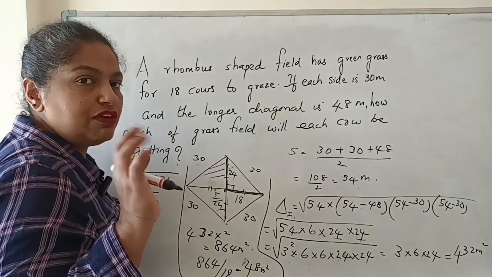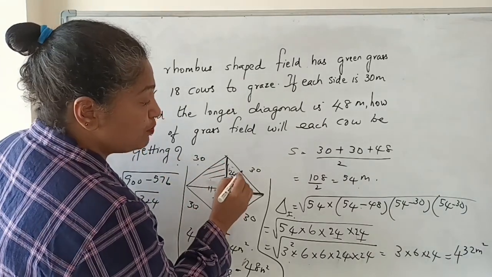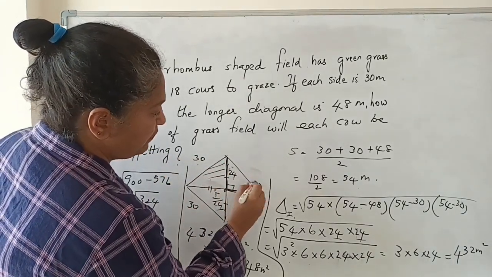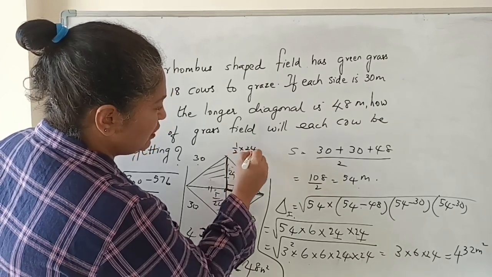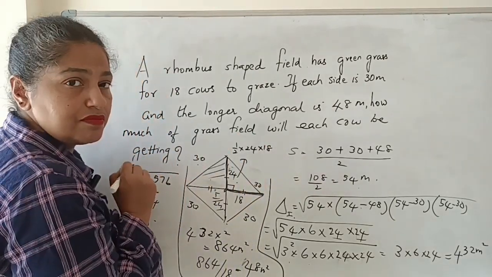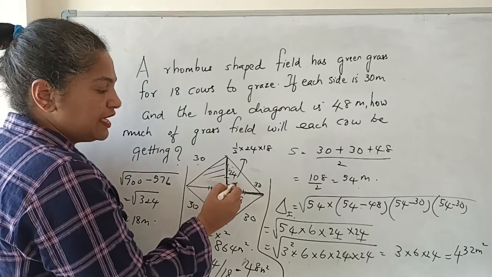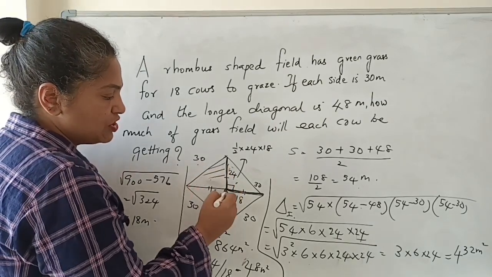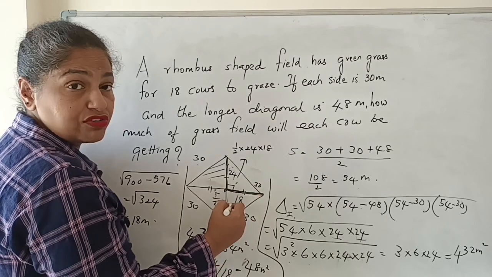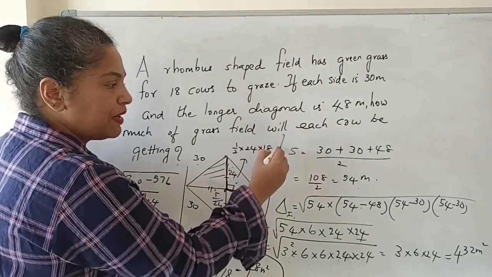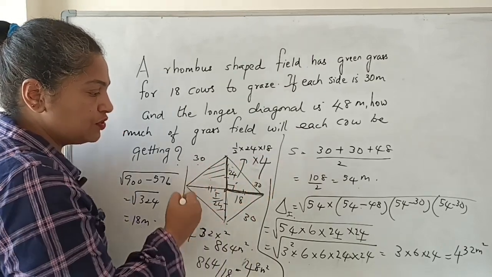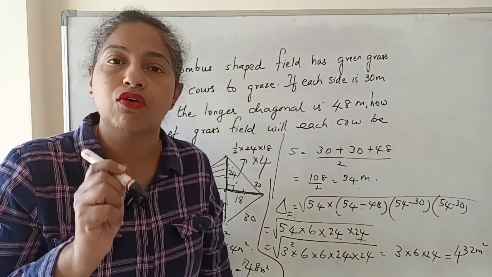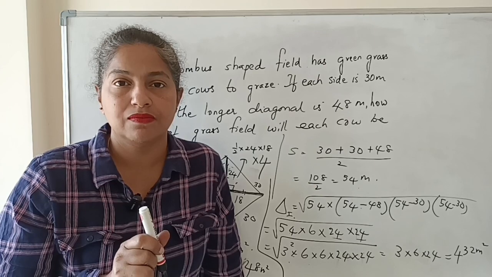How do you find out the area? You will find out the area by using half into base into height. So the area of this triangle is half into 24 into 18. Correct. Now, after finding out the area of this triangle, you can see that the measurement is the same for all the 4 triangles. So, I just need to multiply this particular area by a quantity of 4 in order to get the area of the total rhombus shaped field.